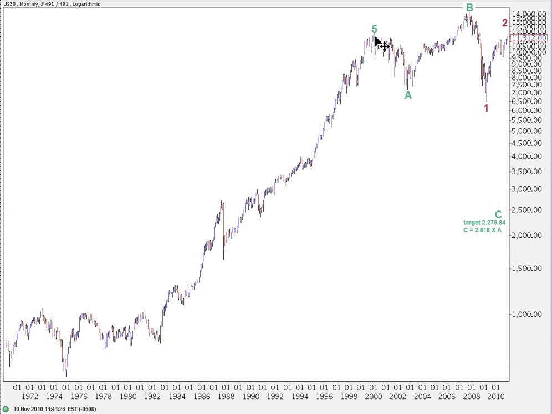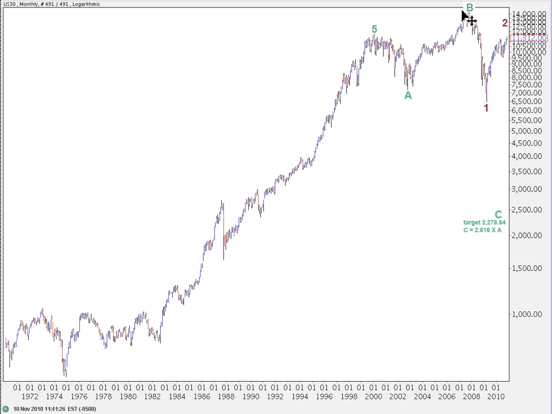Now I have a main wave count and I have an alternate which has cycle degree wave 5 up here, which I actually slightly prefer, but it has an important implication. So this will remain my main wave count until my alternate is confirmed, and at that stage I'll switch to using the alternate.